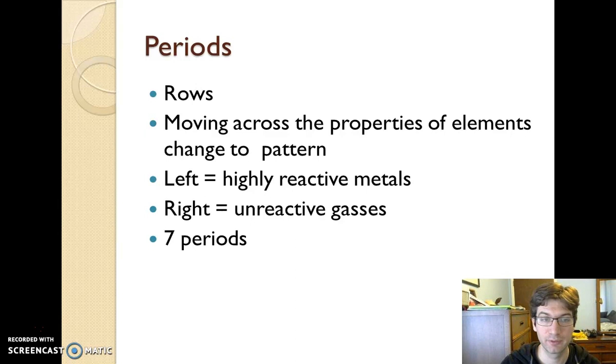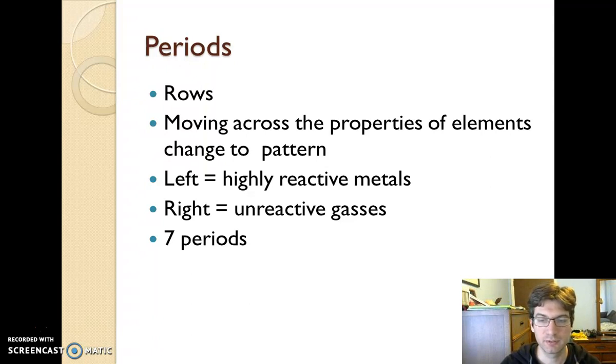And on the right, you're going to be kind of in the middle there. There's going to be pretty much reactive non-metals, and then it's going to go into non-reactive things. And on the very right, you're going to get unreactive gases. Those are your noble gases on the very right, and they're not going to react with anything.